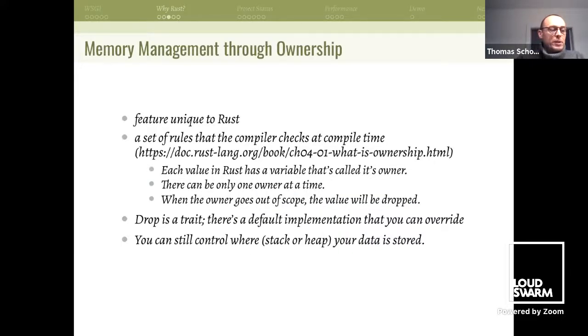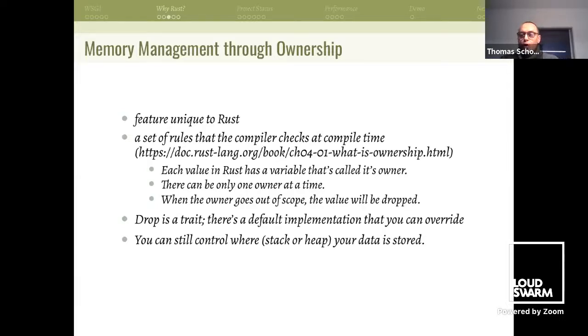There's one very specific feature of Rust making it both a safe and a fast language, and that is called ownership. So Rust has its own very unique implementation of memory management. And it's basically a set of rules that the compiler checks at compile time. And there are three rules. Each value in Rust has a variable that's called its owner. And there can only be one owner at a time. And when the owner goes out of scope, the value will be dropped.